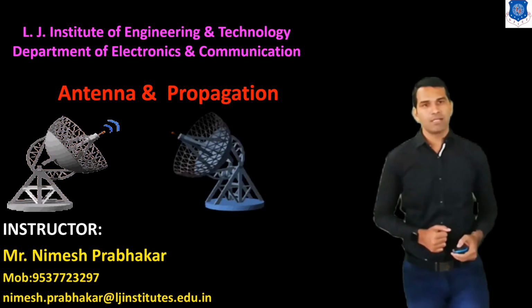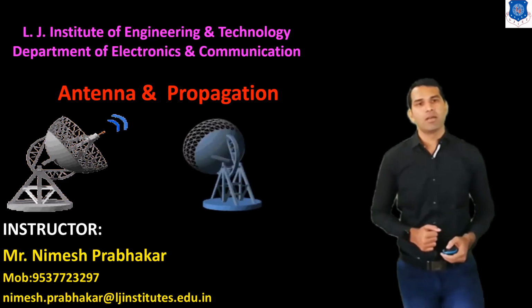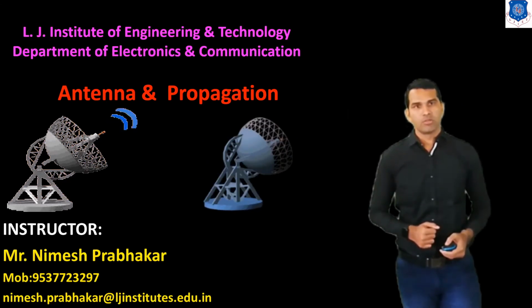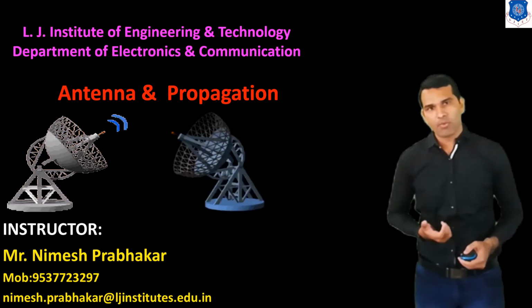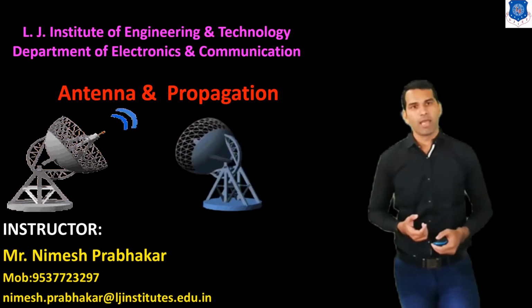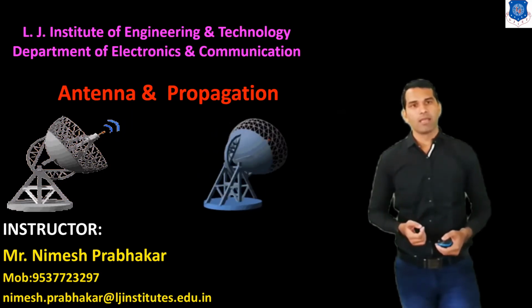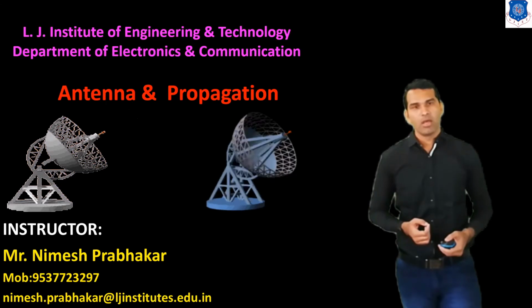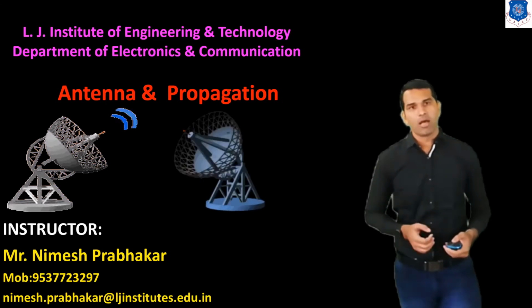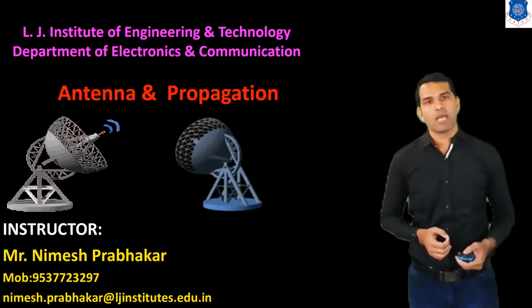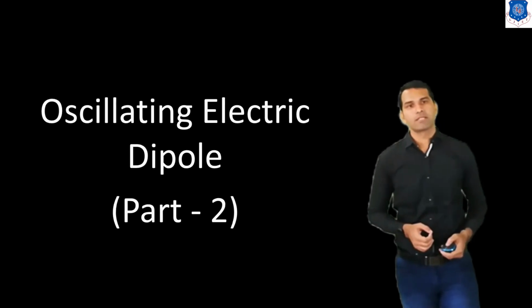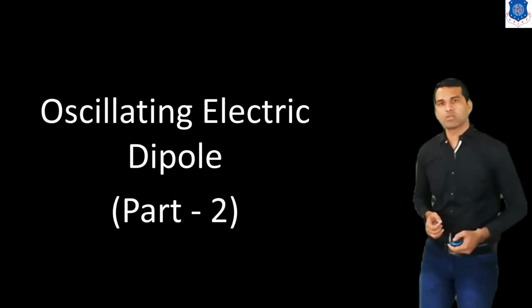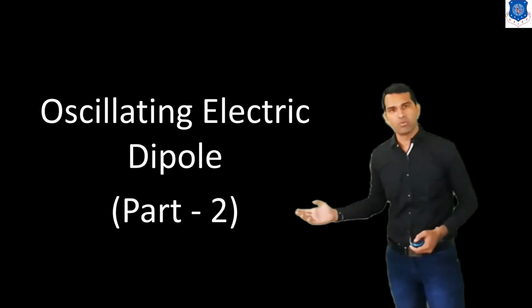So in the last lecture, we started the analysis of the oscillating dipole. In that lecture, we discussed what the oscillating dipole is and how it radiates its energy, that means electric power, electric field and magnetic field. We found the magnetic field component and electric field component. Now in this lecture we continue that portion, that means oscillating electric dipole part 2.